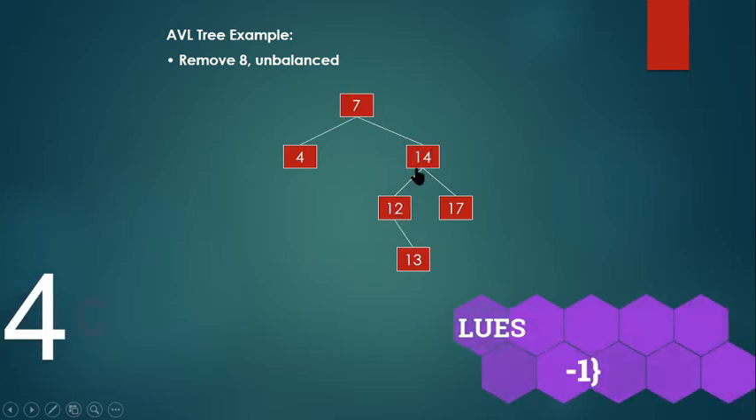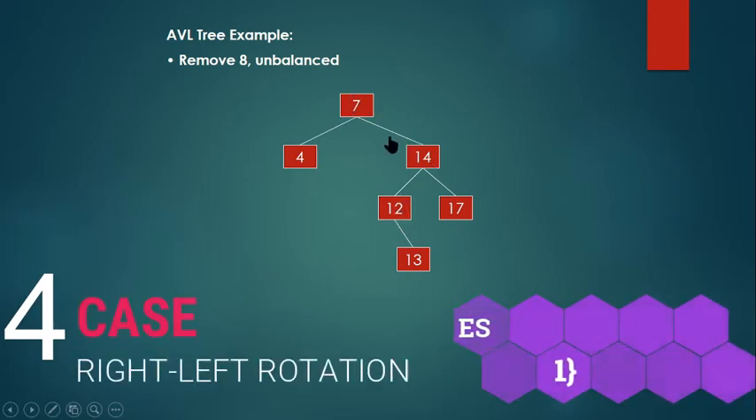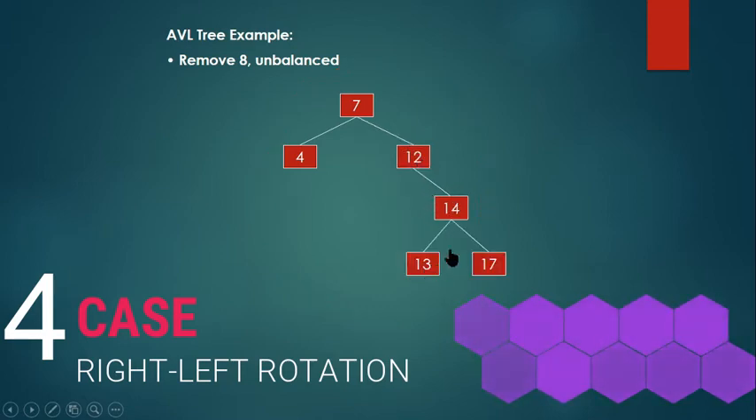So 7, 14, 12. Look at here, right, left, right and left. So that means I have to take the left rotation, right rotation over here. If I make a right rotation, 12 goes up and 14 comes down. When 14 comes down, this 13 will join along with 14. Since this becomes the parent, I have to make sure 13 falls at the left side of 14 and 12 becomes the parent. Now right rotation is fine.